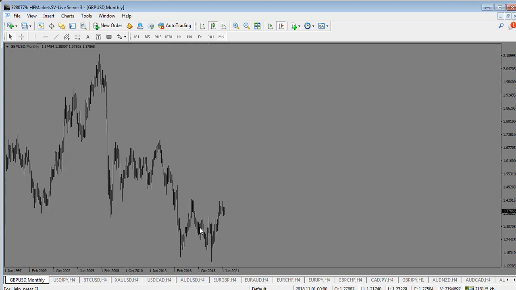Which one are you looking at? USD JPY? This is GBP USD. Yeah, you look at this structure in the weekly chart, in the monthly chart. Oh, I've got you, yeah. This is what I'm expecting. Let me show you what I'm expecting.